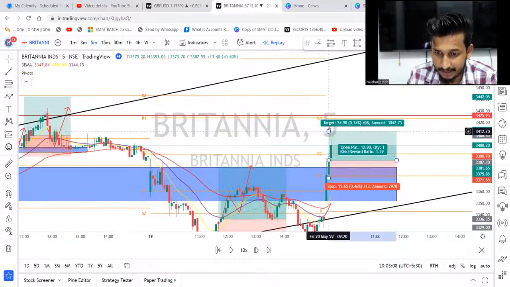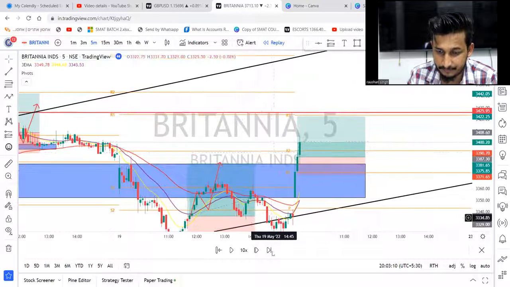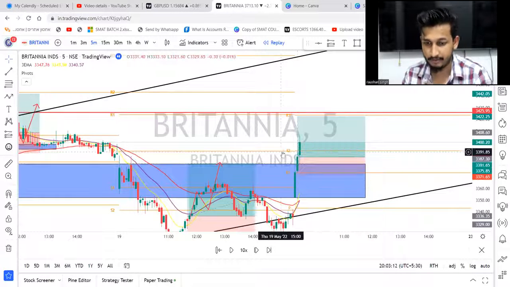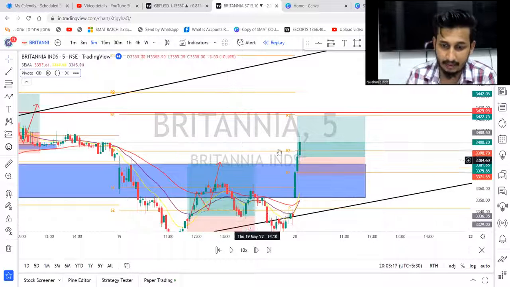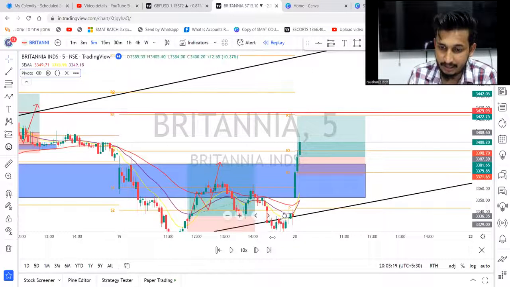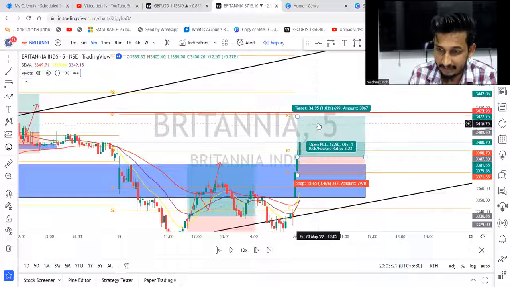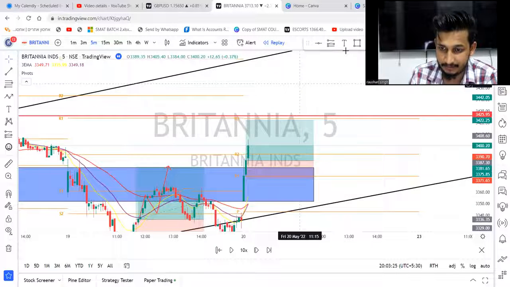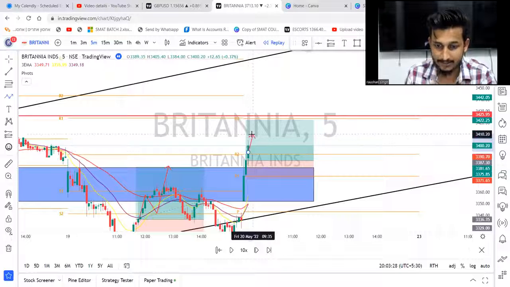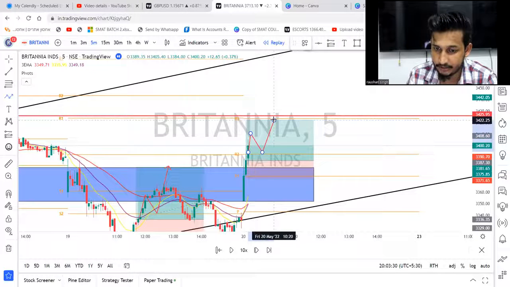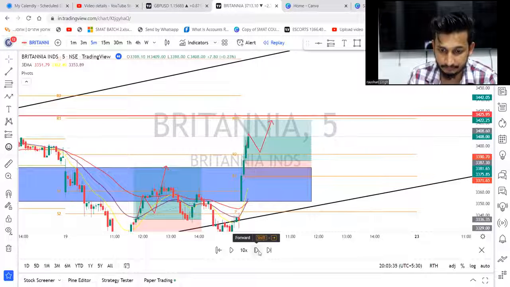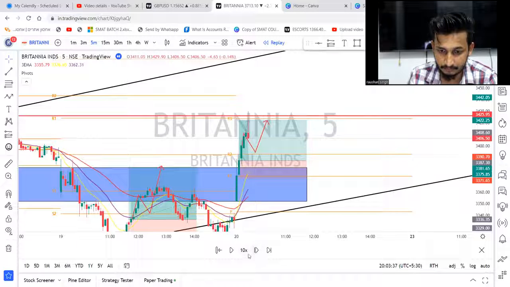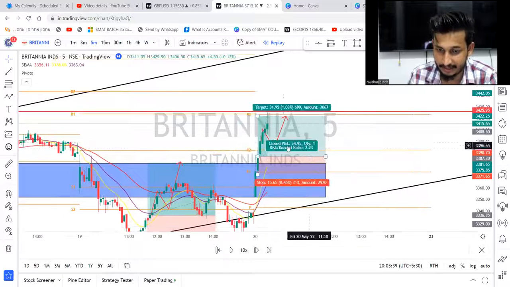Here, I can keep my target up to R3. Because of the movement, I'm going for it. This is, you can say, with experience. I'll go for this trade, and if my target is not achieved in 2 or 3 candles maximum, I will exit my trades. Means probability will be like that. If the next candle is green, it will come down and then it should go up. Okay, let's see what is happening. It achieved my target in the next 3 candles itself.